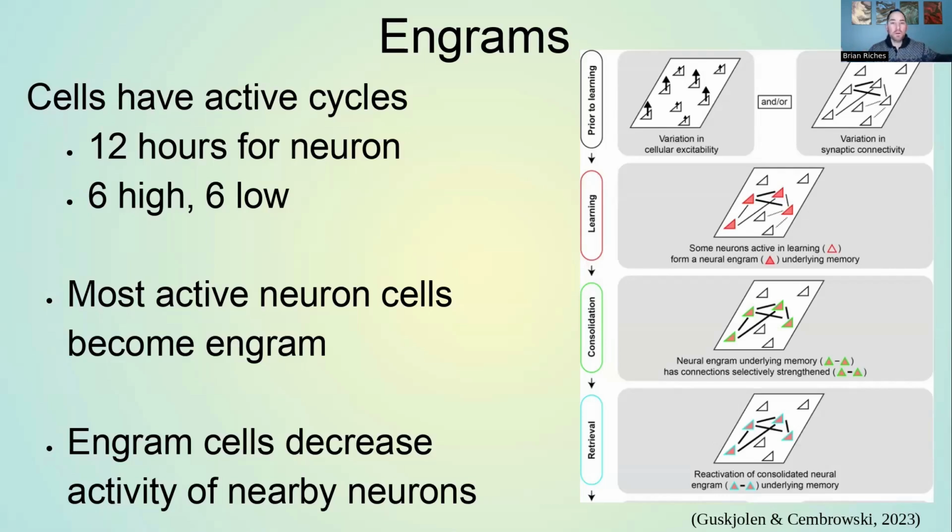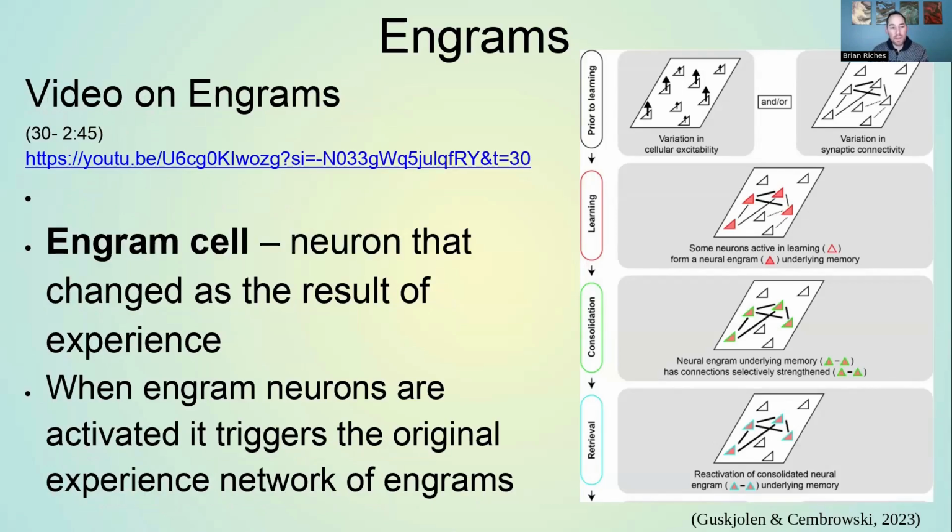They're doing the most job. They're putting the most neurotransmitters out, right? That's kind of how the biology works with it. Those most active neurons become an engram. So let's watch a little video of this.